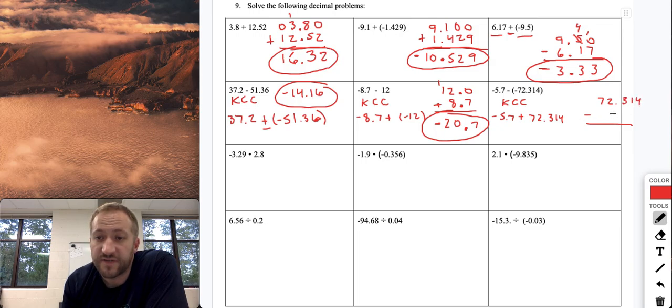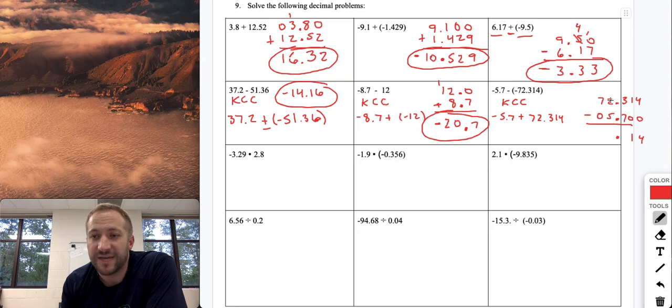I'll put 5.7 down below, and notice how they're still lined up, the decimals. Make them a little larger so they're a little more noticeable. The decimals are still lined up. So I'm going to fill in empty spaces with a 0, and I get to start subtracting. 4 minus 0 gives me 4. 1 minus 0 gives me 1.